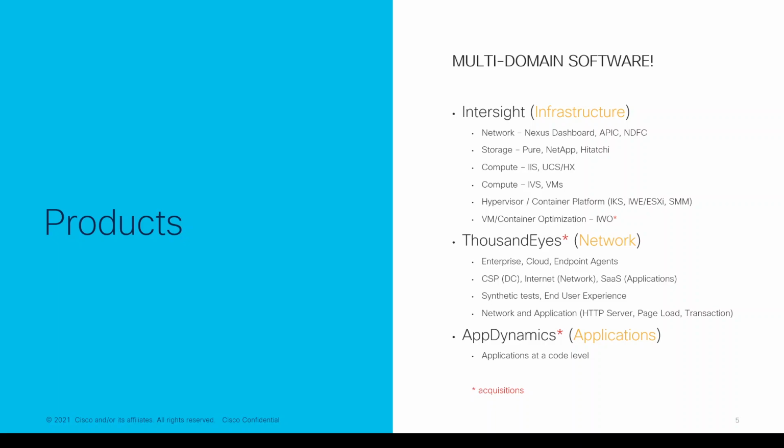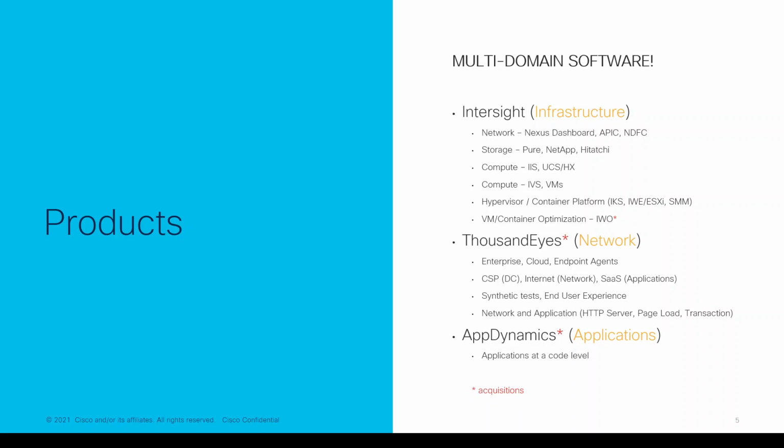So the main idea that I'm trying to convey here, again, is that Intersight is closely aligned to infrastructure management. We can see that in the first three bullet points, network, storage, and compute, but it also has a lot of other capabilities related to provisioning and managing VMs, provisioning and managing container platforms where you're going to run your container-based applications, and then optimizing both the VM and container-based applications using IWO. So there's a lot of different capabilities inside of Intersight.